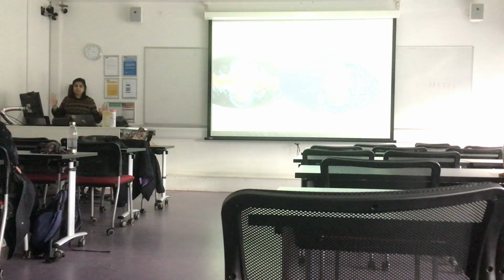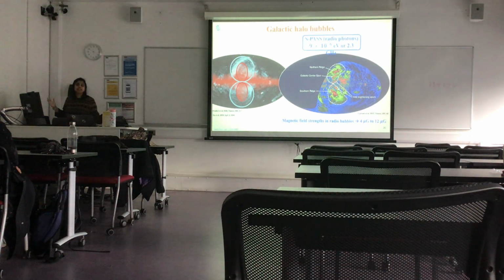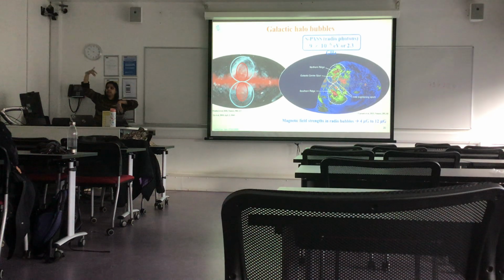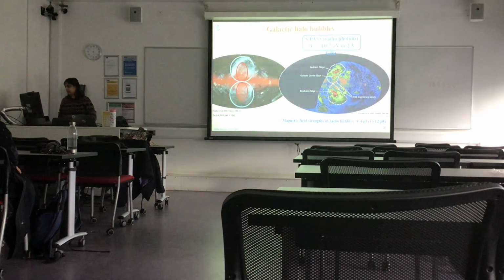Some back of the envelope calculations, assuming really very basic toy models, suggest that the fields in these bubbles could be as high as 4 to 12 microgauss. The disk generally has a field of roughly 2 microgauss, so you're talking about fields in these regions 3 to 5 times more. That means the cosmic rays that come from outside sit for a much longer time in the halo than the disk, which makes sense, right? The halo is huge, so it is important to account for the halo when you're modeling the galactic magnetic field.